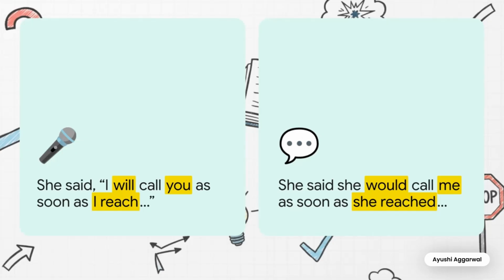Now look closely at this slide. It breaks down the backshift so clearly. The original sentence is in the present and future. But when we report it, look at the changes. I becomes she, will turns into would, you changes to me, and the present tense reach becomes the past tense reached. The entire sentence has shifted into a past context.